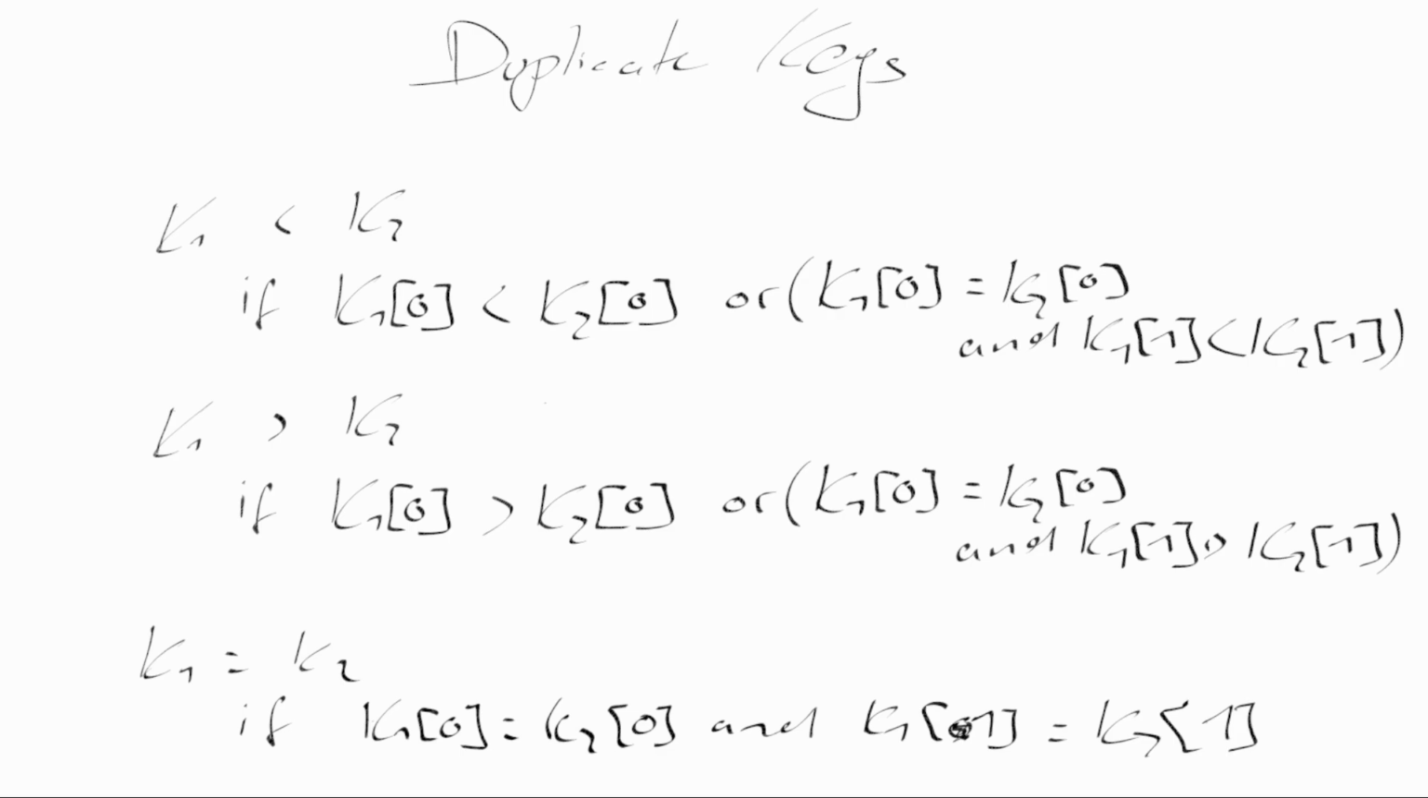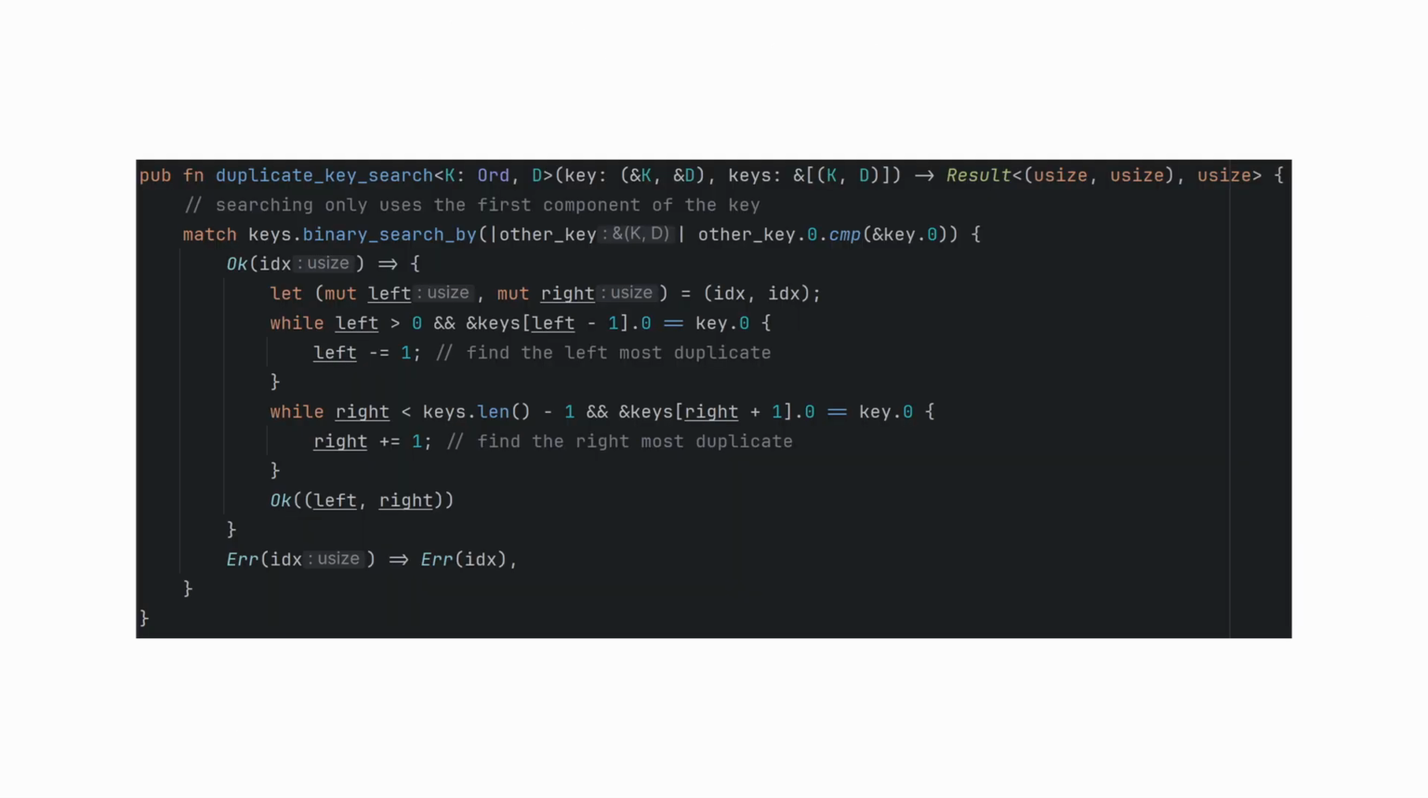Searching becomes a bit more complicated, since it is now possible that if we find a key, there's also a duplicate key to the left or right of it. If we define a different key search function, duplicate key search, that instead returns a slice, start and end, with start being the first occurrence and end the last occurrence of this key, then this makes our life a bit easier.